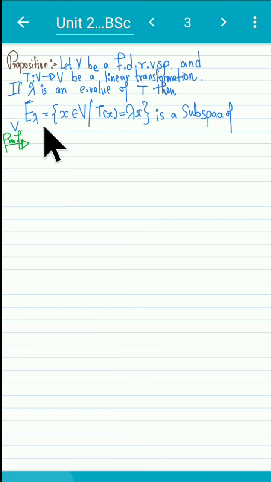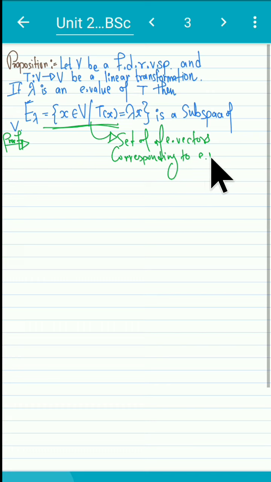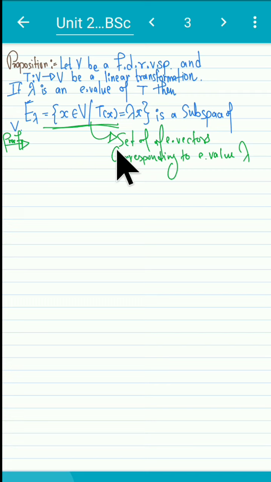is nothing but the set of all eigenvectors corresponding to eigenvalue lambda. Correct? Why I'm saying these are eigenvectors corresponding to lambda is because these are nothing but the collection of all those x such that T of x will become lambda times x.